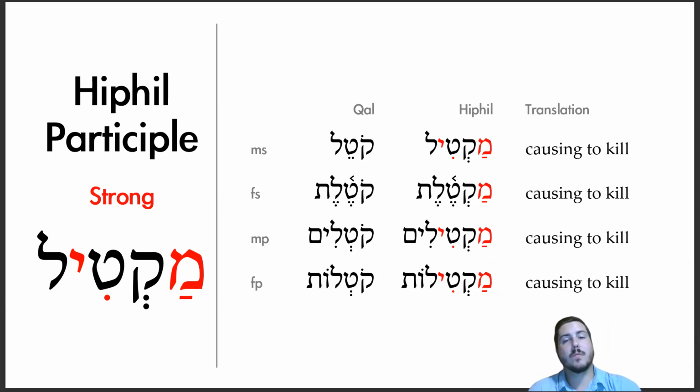Hifil participles do something kind of weird. Put a mem on the front. I'm pretty sure they're the only participles that do that. Let me look at it later on in the book, make sure I didn't get something wrong. I think it's the only ones that does that.